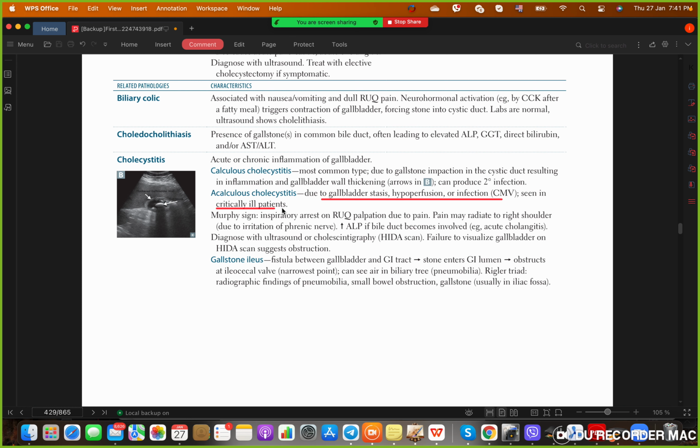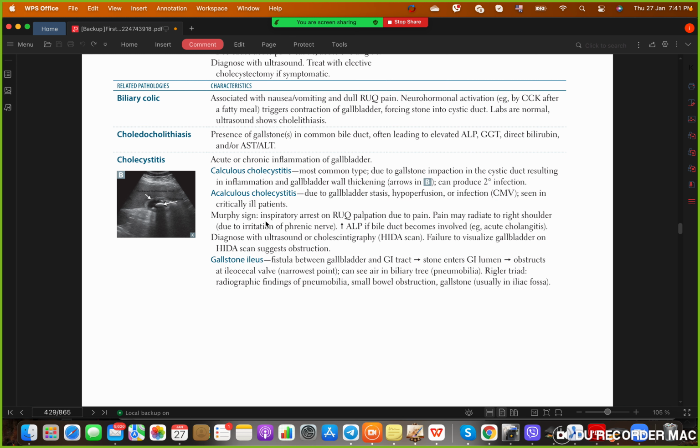The patient in the intensive care unit will have gallbladder stasis. Why? Because most of their nutrition is IV. They don't have a working system. If they had massive bleeding, they will have hypoperfusion, and they are at risk of infection because most of them have a messed-up immune system.